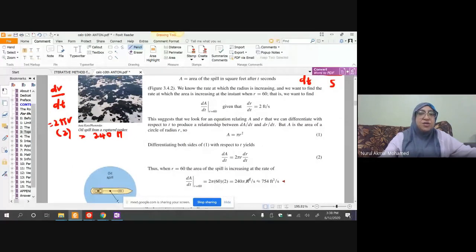240 pi feet squared per second. If you substitute pi equal to 3.14 something, then it will give you a decimal value, but I think this is already a final answer. So that is your dA/dt when R is equal to 60.